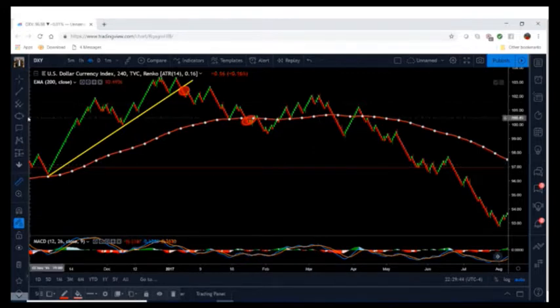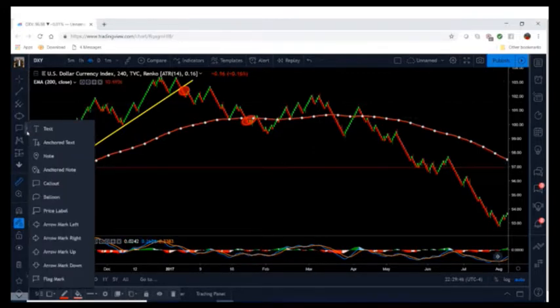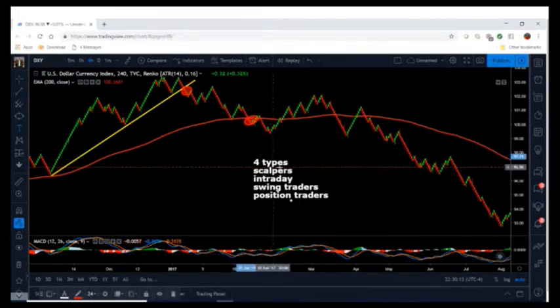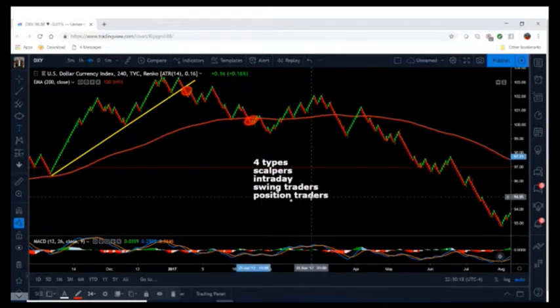Now, real quick, this is all part of the lesson. You have 4 types of traders. Remember that. You have scalpers. You have intraday. You have swing traders. And you have position traders. Those are your 4 types of traders: scalpers, intraday, swing traders, position traders.